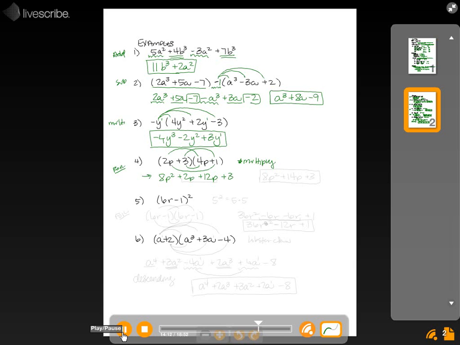Now we look at this, the 8p squared plus 2p plus 12p plus 3, and we see if we can combine anything. We can combine those two in the middle. We've got 2p plus 12p, which is really 14p, so our answer is 8p squared plus 14p plus 3. And that's the final answer to that problem.